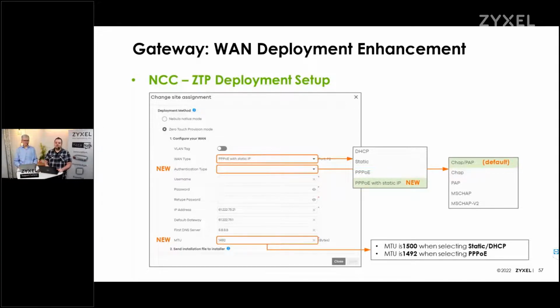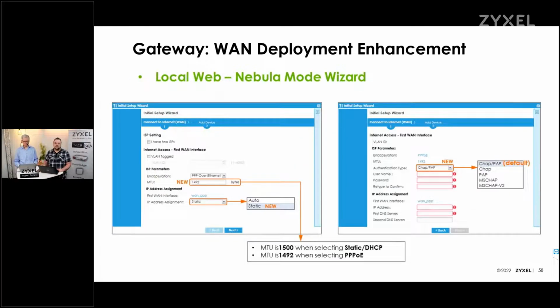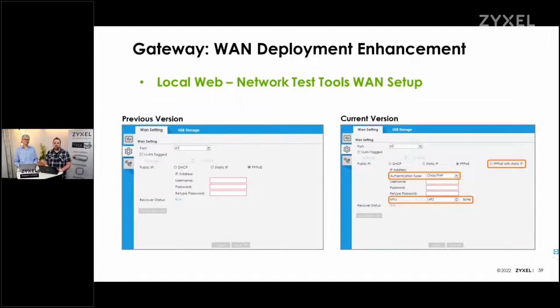Yeah, another enhancement is for the manual deployment. If you're doing the ZTP or native mode, for example, we are now enhancing the PPPoE with static IP, and also an MTU can be set based on the web interface. The same belongs if you are going through the wizard in the device itself, or also if you're doing some testing by the network tools, then these kinds of enhancements could be supported now.